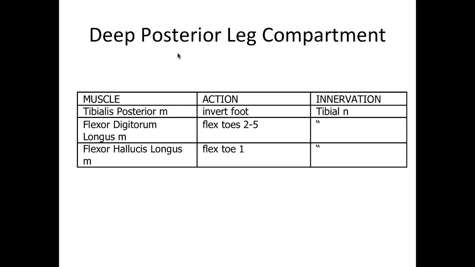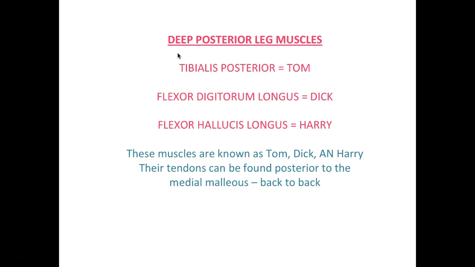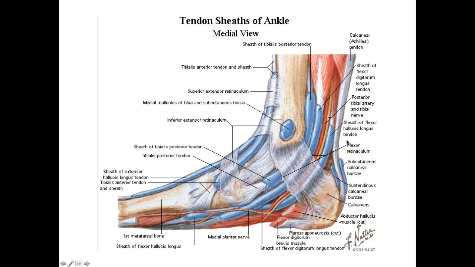So next we have the deep posterior leg compartment, and only 3 muscles here, and all of their innervation will be tibial nerve because we know tibial nerve innervates the posterior leg compartment. We've also nicknamed these muscles Tom, Dick, and Harry. So tibialis posterior is Tom, flexor digitorum longus is Dick, and flexor hallucis longus is Harry. And we put the word "and" in there because there's an artery and nerve that sits between Dick and Harry. So I'm going to show you why we use that mnemonic.